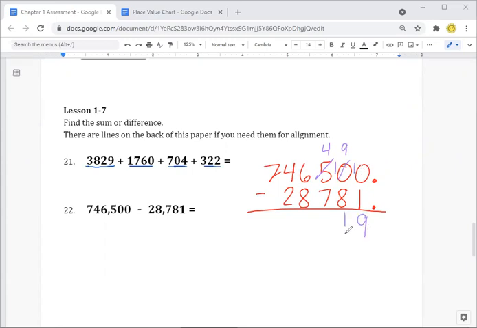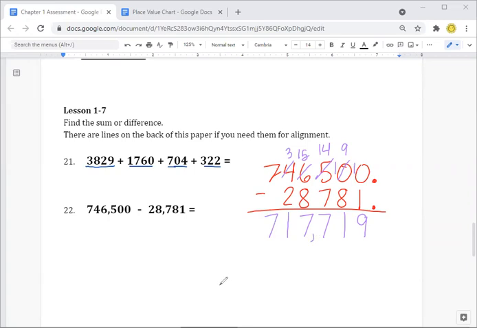That's a 9. That's a 1. I can't take 7 from 4, so let me go get some value from this guy here. Change it to a 14. 14 minus 7. Oh, I can't subtract here either. Oh my goodness. So I have to go and grab some value from here. Now it's 15 minus 8. That's 7. 3 minus 2. 7 minus nothing. That looks a little better.